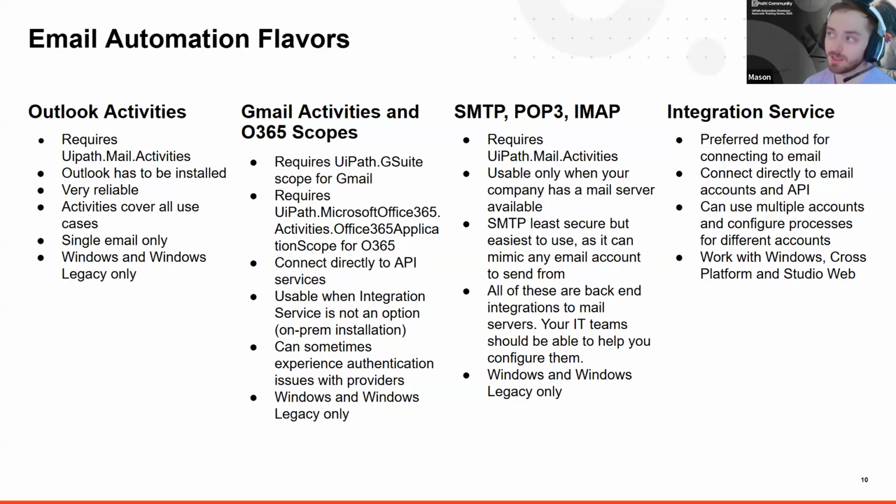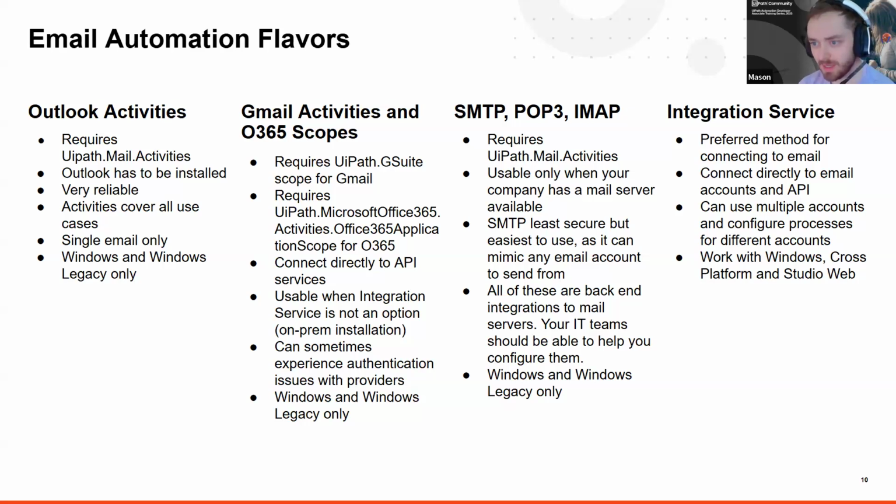So for your Outlook activities, these are activities that integrate directly with Outlook on your machine. They're going to use UiPath.mail.activities. Outlook has to be installed on your machine. These are typically very reliable as long as they work with Outlook. I mean, you test them out, make sure that they work. They'll continue to work. There's not really any hiccups in the process. Your activities are going to cover all of your use cases with Outlook. This is going to be limited to single email only, so it's going to be whatever email account is signed in on your Outlook. And it's only going to be useful in Windows Legacy compatibility formats. So if you choose a Windows project, you can use this. If you choose a cross-platform project, you're not going to be able to use this.